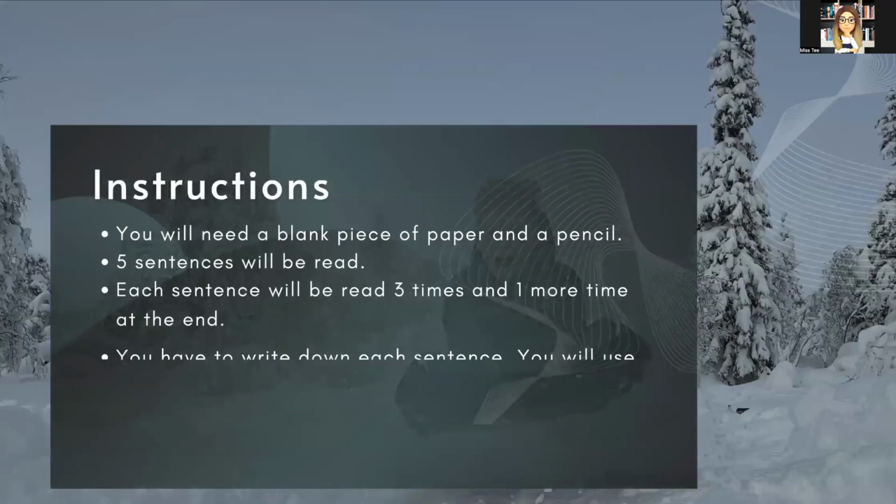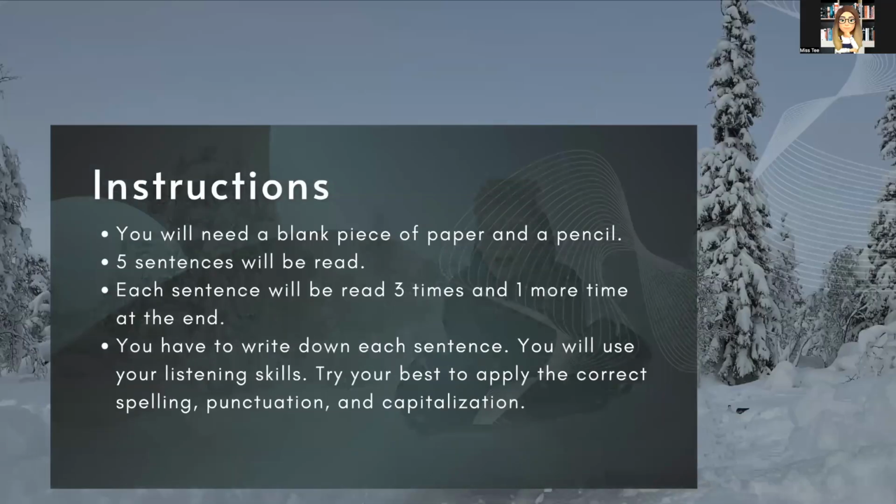The instructions for this activity. You will need a blank piece of paper and a pencil. 5 sentences will be read. Each sentence will be read 3 times and 1 more time at the end. You have to write down each sentence exactly as you hear it, and you will use your listening skills to do this. Try your best to apply the correct spelling, punctuation, and capitalization.